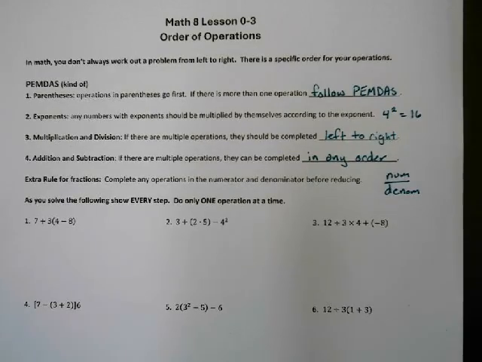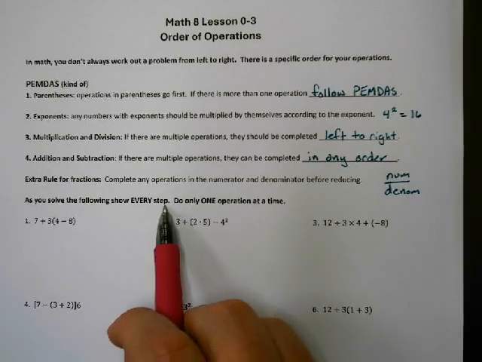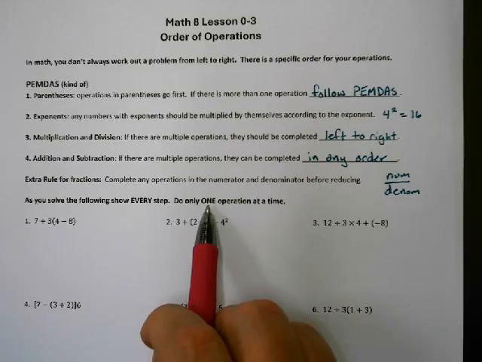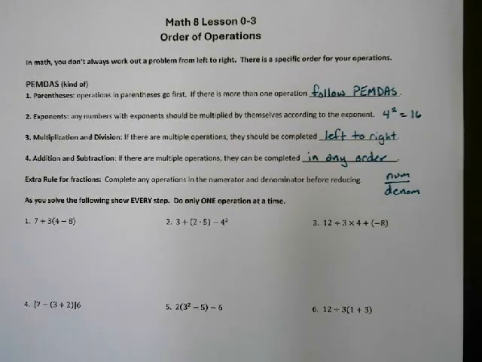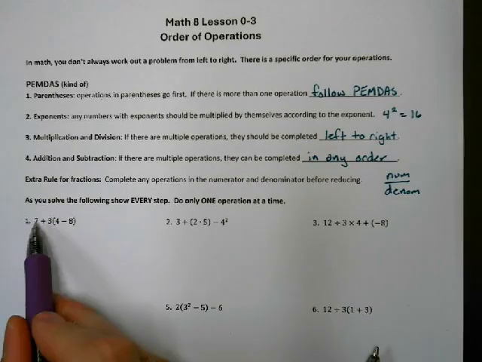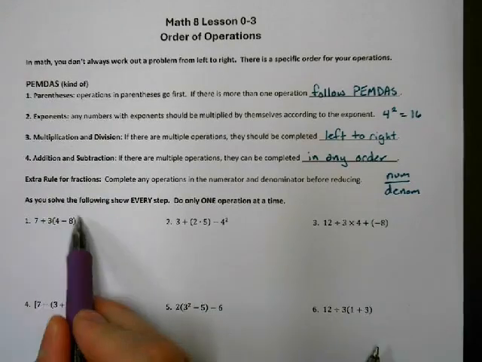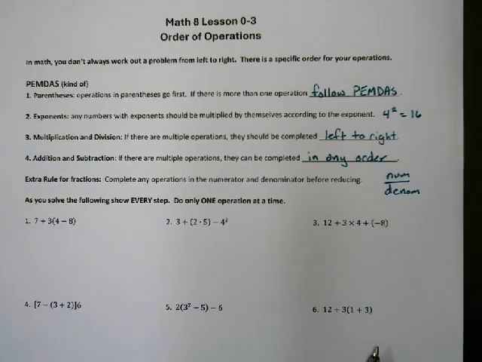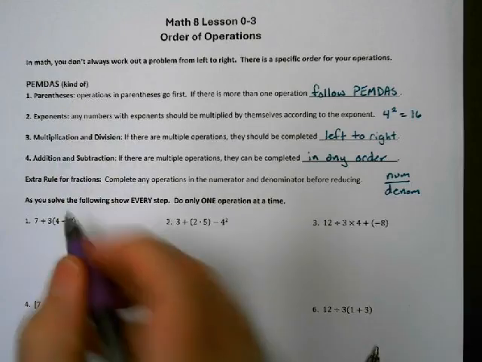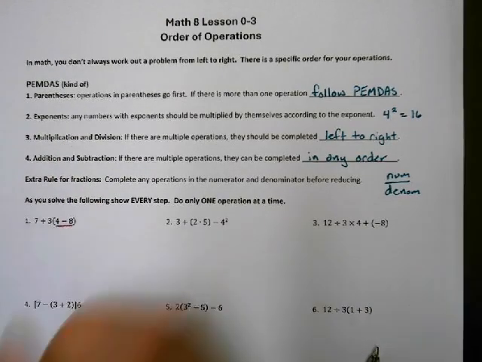All right, so the way that I want you to do this, just so you make sure that you don't try to do more than one step at a time, because that's usually where you start messing up. We're going to show every single step, and we're only going to do one operation at a time. So the first thing I'm going to do, I'm going to come up to the problem and go, okay, I've got addition. When the 3 is next to the parentheses, that's multiplication. I've got parentheses, and I've got subtraction. So PEMDAS says parentheses first. So this is my first operation right there.